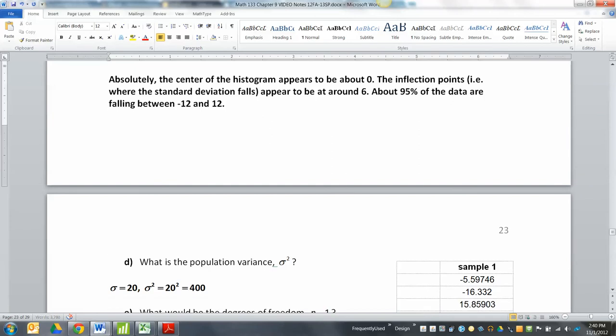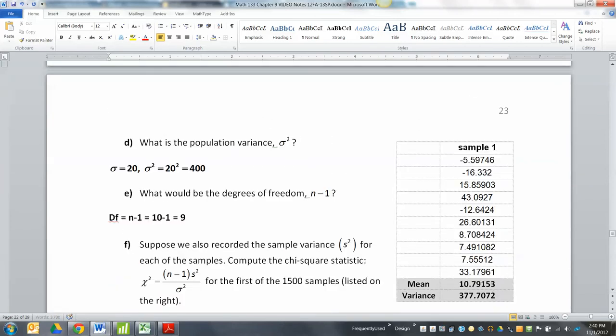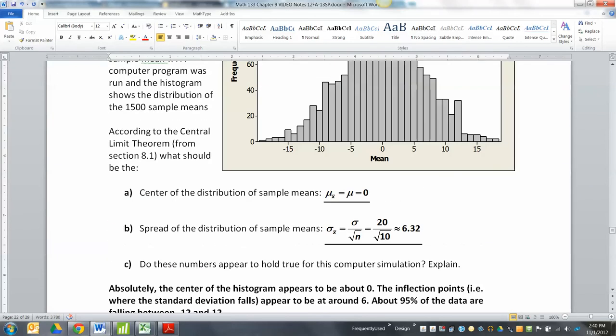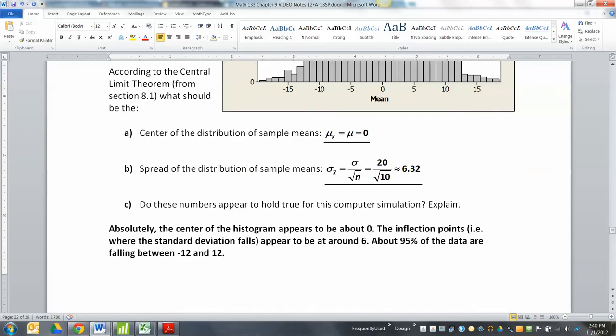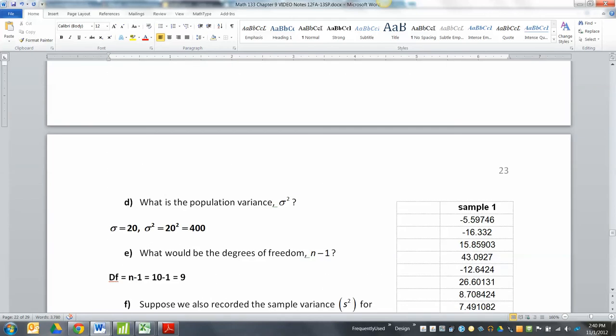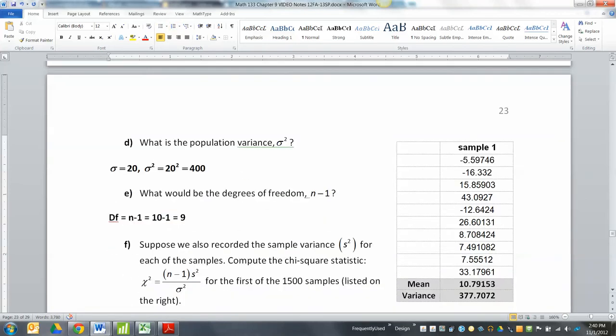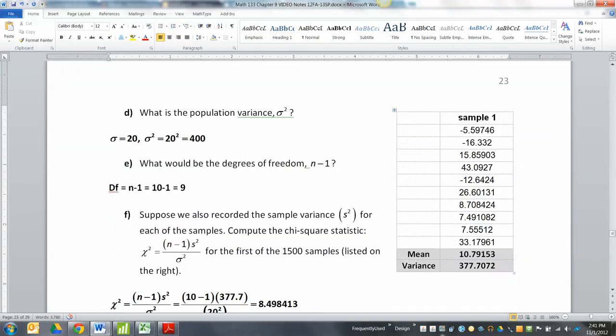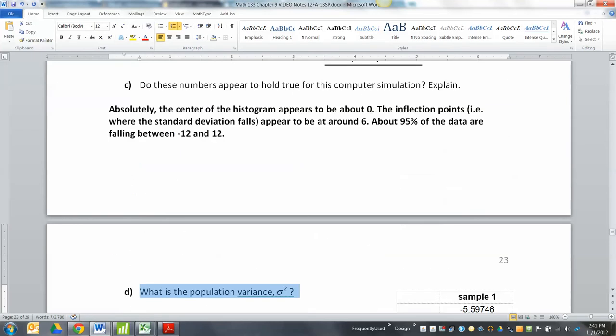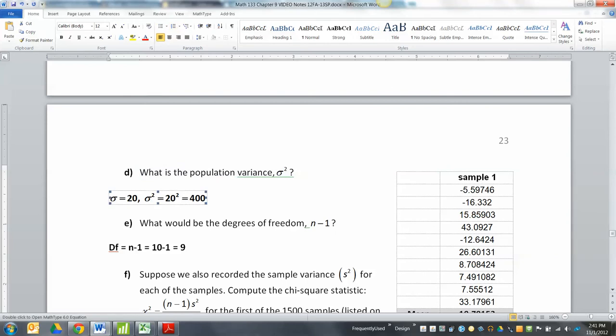Now, what about the population variance? So we know how the means should work because we learned that in 8.1. But how about the variances? How should that work? Okay, so what I did was I had, here's a sample right here. Sorry, okay, so what is the population variance? Remember the population standard deviation was 20. So then the variance is 20 squared, which is 400. Right? Remember that simple calculation from chapter 3.